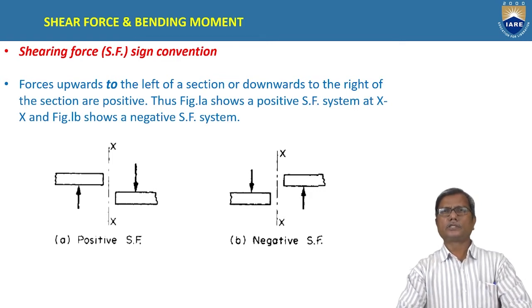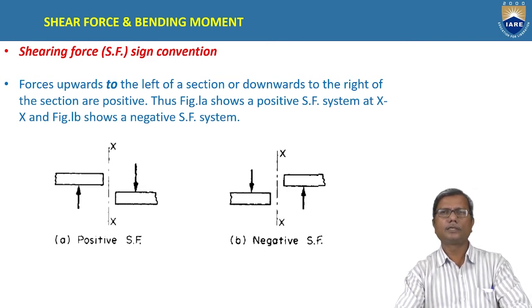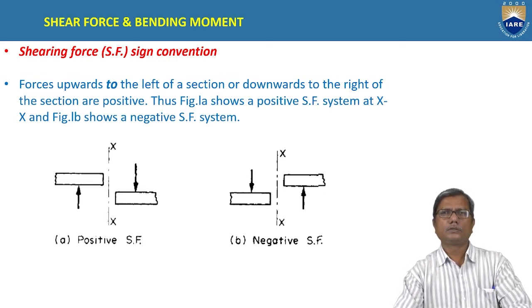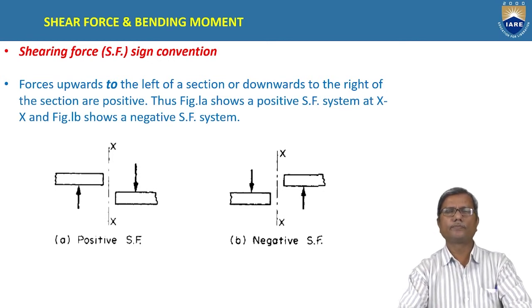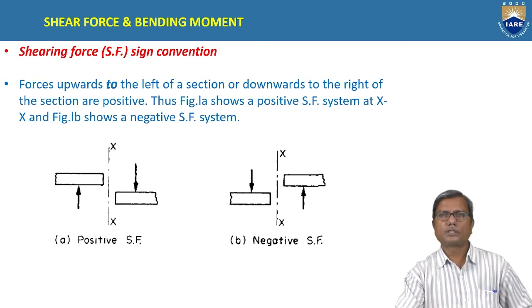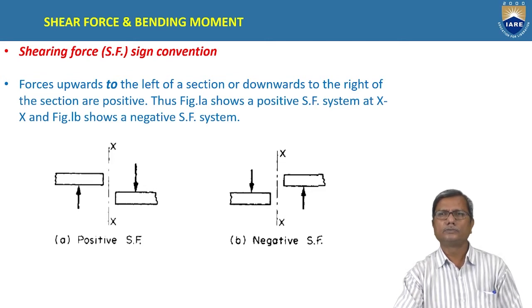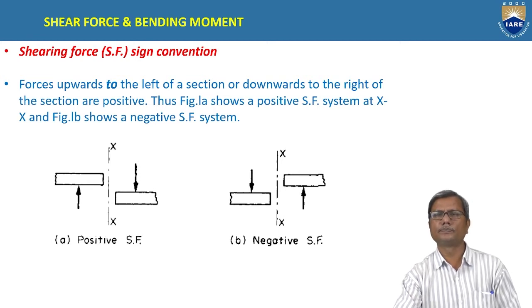When we consider a section, the shear force at that section is calculated as the algebraic sum of the forces acting either on the left side or on the right side of the section. The forces which are upwards on the left side and downwards on the right side are considered positive, and the forces which are downwards on the left side of the section and upwards on the right side of the section are considered negative shear force.